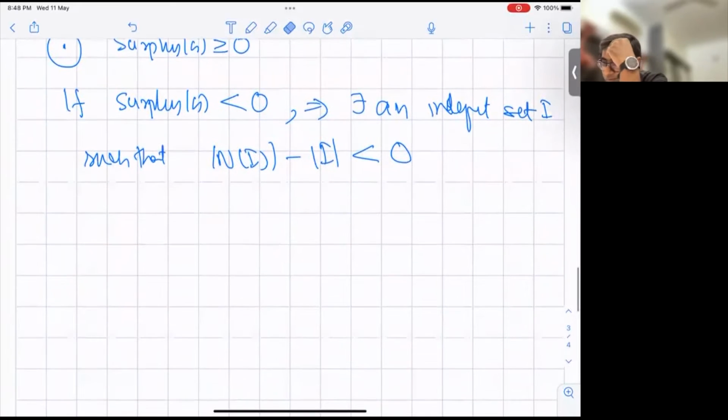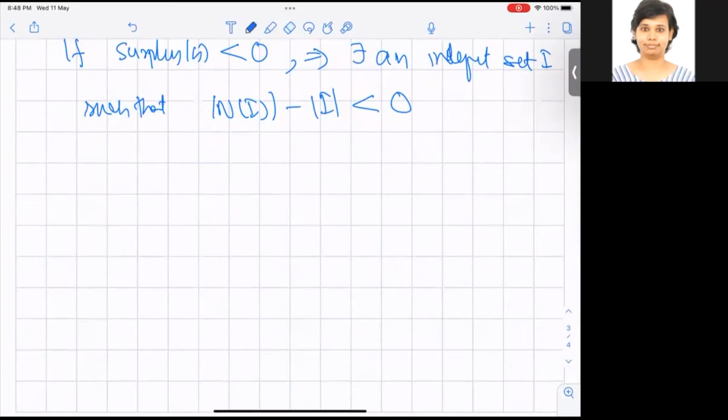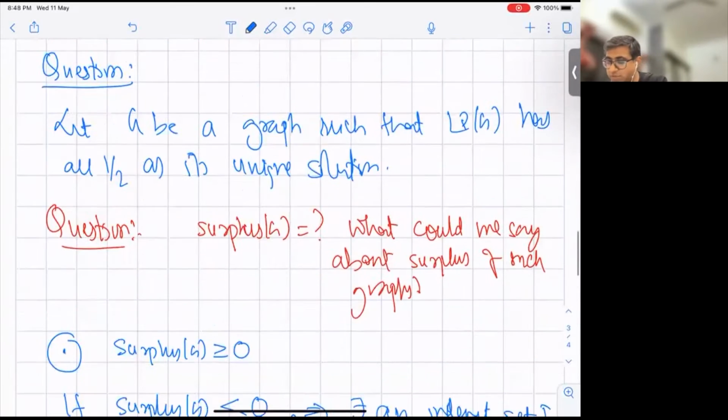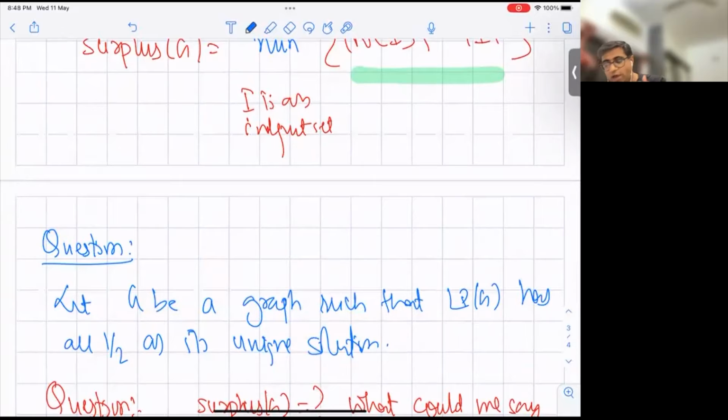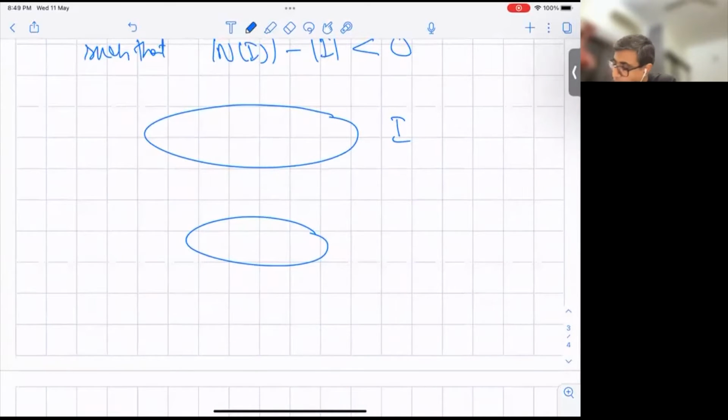So what will this set look like? If I draw a picture, there are isolated vertices, there is a crown, there's I. No, look, let's not assume anything. What is our starting assumption? That G is a graph such that all half is a unique solution for LP of G. So let's try to contradict that. Suppose I have I, and what we know is that the neighborhood of I is less than the cardinality of I. And this is the rest of the vertices.